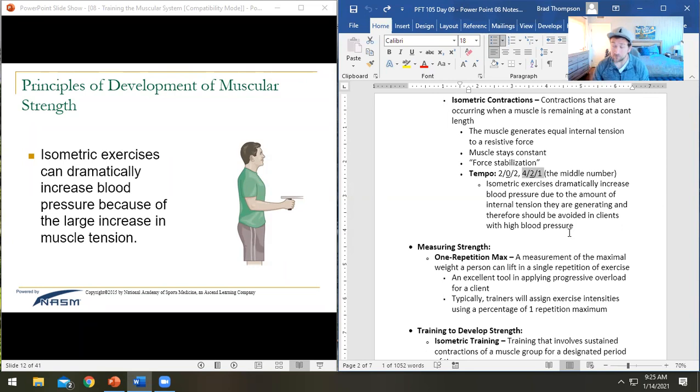Now, which is better? I don't know. I don't really know how to answer that. I think that they're both really good. Obviously, I'm pro NASM because that's who ensures that I have a paycheck. But I think ACSM is a really good company. I think they have a lot of very good scientific research on their side.